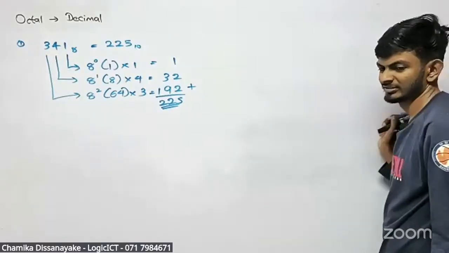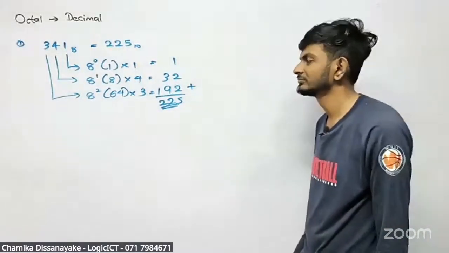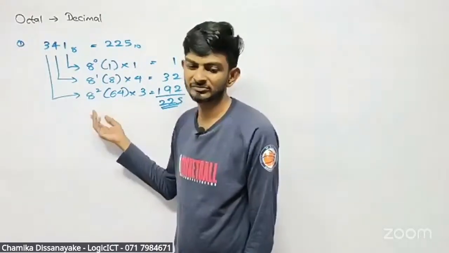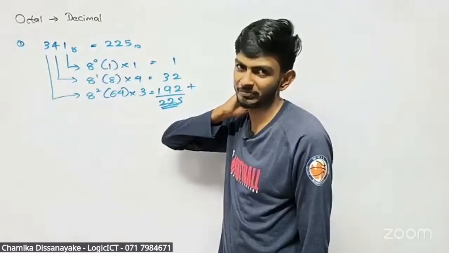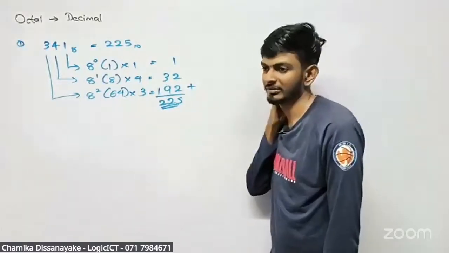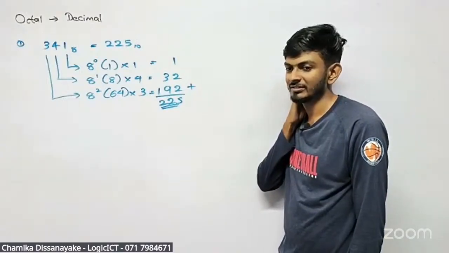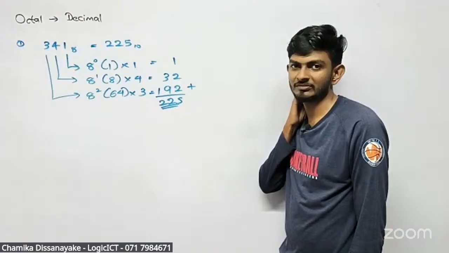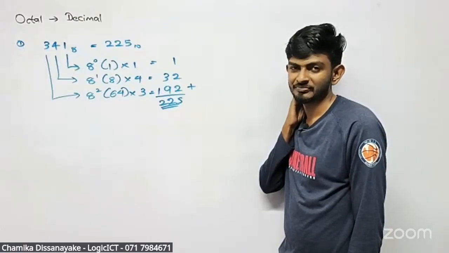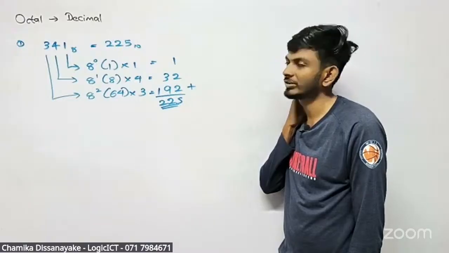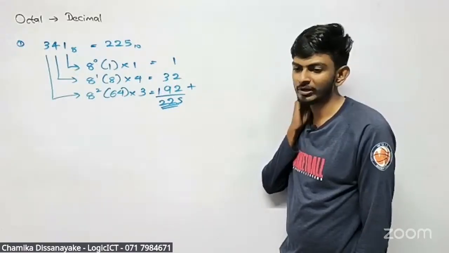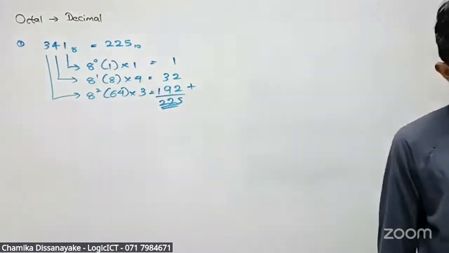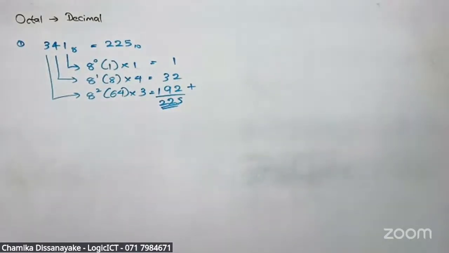Let's put the topic and write this one. Because the note is same as previous, guys. You don't have to change anything with the previous note. Previous note means binary to decimal. Same thing. So just put the topic octal to decimal conversion and just write this one.